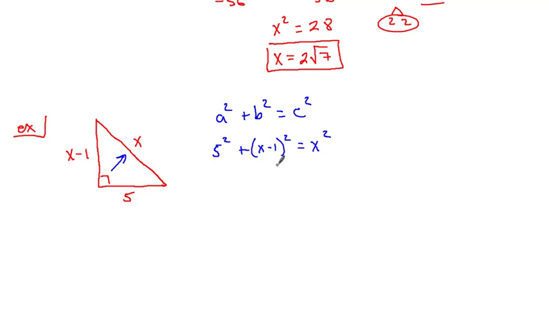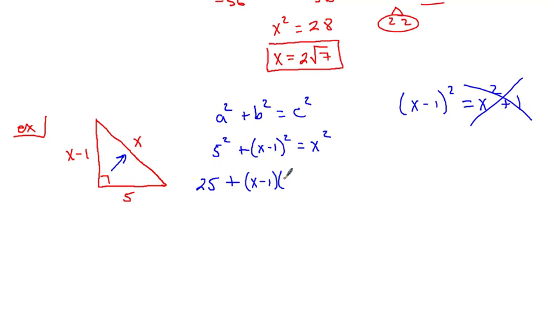This parentheses is very important. So 25 plus, now x minus 1 squared, y'all keep doing this. It's not this. That's not correct. x minus 1 squared is x minus 1 times x minus 1. And that equals x squared. So to solve this, we have to FOIL it. So we have to do x times x is x squared. So we have 25 plus x squared.